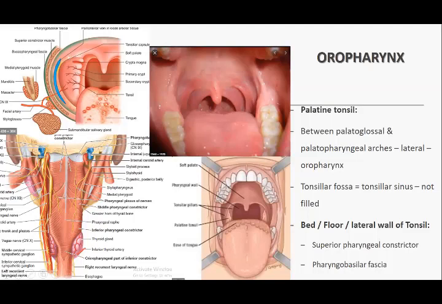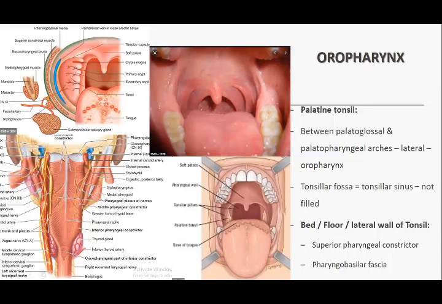Outside the palatine tonsil and the capsule of the palatine tonsil, lying in the connective tissue, is the paratonsillar vein. Still outside, you have the pharyngobasilar fascia. Outside the pharyngobasilar fascia, you have the superior constrictor muscle of the pharynx. And outside the superior constrictor muscle of the pharynx, you have the buccopharyngeal fascia. Okay, so these are the layers that form the lateral wall of the tonsil, or the floor of the tonsil, or the bed of the tonsil.